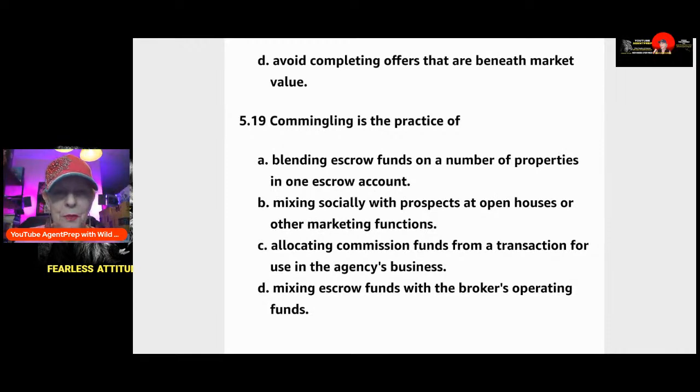So what is it? Blending escrow funds, right? Those are all vocabularies. Escrow, prospects, okay, allocating, commission, transaction. See how many vocabulary just in that question and the answers? The answer is D, mixing escrow funds with the broker's operating fund.